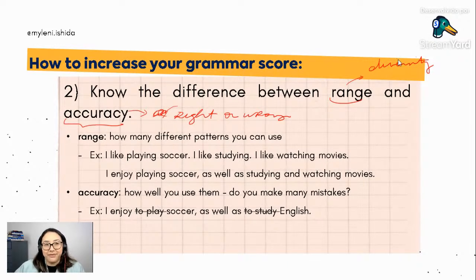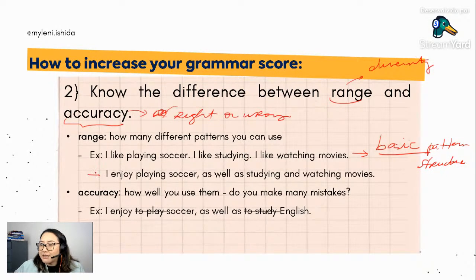Take a look at the examples. You can say, I like playing soccer. I like studying. I like watching movies. Can you see? They are grammatically correct. They're perfect. In the sense of right or wrong, they are right. But these are basic sentences. It's a basic pattern. It's a basic structure.